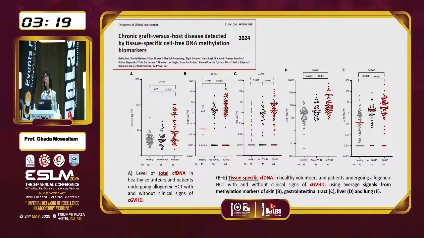Also, by using the methylation markers, they were able to detect the elevation of tissue-specific cell-free DNA from the skin, GIT, liver, and lung, and to identify the affected organ.